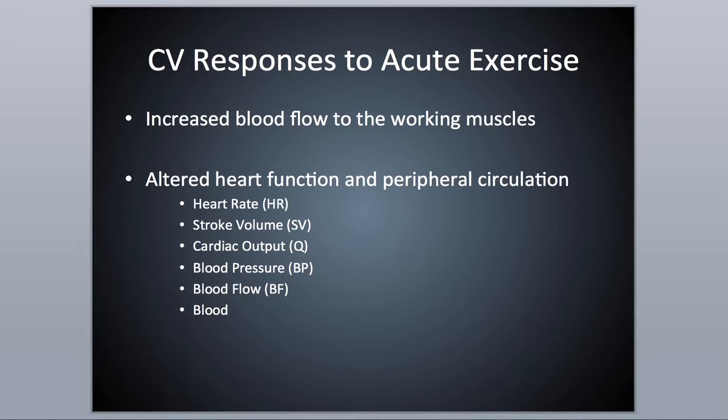All right, cardiovascular responses to acute exercise. So there's increased blood flow to the working muscles. That is fairly apparent. You can feel a pump sometimes, especially during some type of strength training. You can feel a pump in the muscles, and that's increased blood flow. Now, there's an altered heart function because of this. So the heart rate is going to be increased. Stroke volume, we'll see, is increased. Cardiac output is going to be increased.